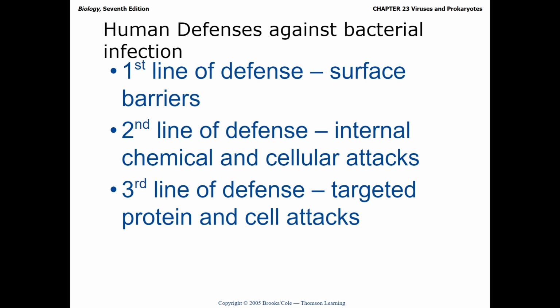So if we're talking about human disease, especially against bacterial infection, we have to mention the lines of defense that the human body has. We have the first line of defense, which is our surface barriers, our skin and our mucous membranes. We have the second line of defense, all of the internal chemical and cellular attacks, including cells like neutrophils or macrophages that can, if they come into contact with the bacterium, eat it up and destroy it. And then we have the third line of defense, which are targeted protein and cell attacks, which use very special proteins and pathways in order to go after only a particular type of pathogen.